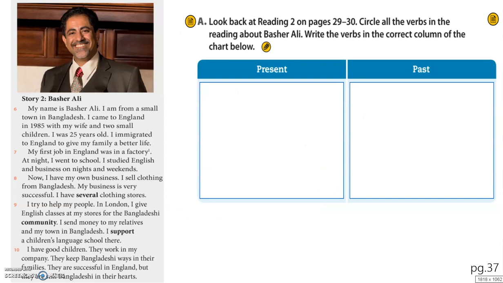Okay, let's try this exercise on page 37. Look back at reading 2 on page 29 to 30 and circle the verbs in the reading about Bashir Ali. Write the verbs in the correct column of the chart. Present or past. I've attached a reading here for you to make it easy. Now pause the video and enter the verbs.